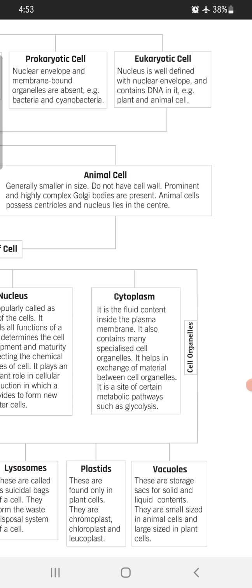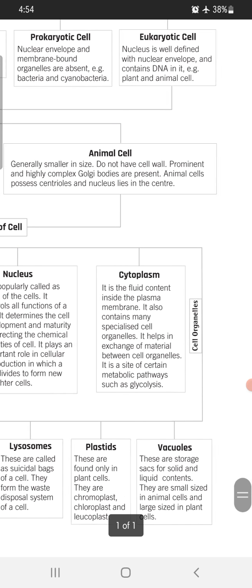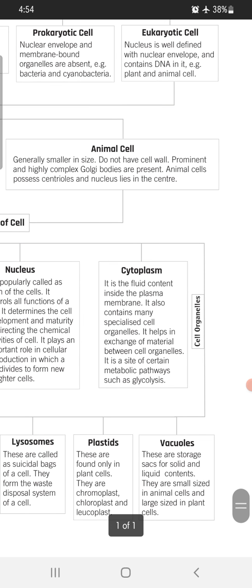So, children, I'm going to give one example to you. For example, in one factory, there are different kinds of units, right? In the same way, a cell is compared to one factory, and in that different units are present which are called organelles. So the function of the cytoplasm is what? That all the different organelles are present in this jelly-like fluid which is called cytoplasm. So cytoplasm is the fluid that is present between the plasma membrane and the nucleus.